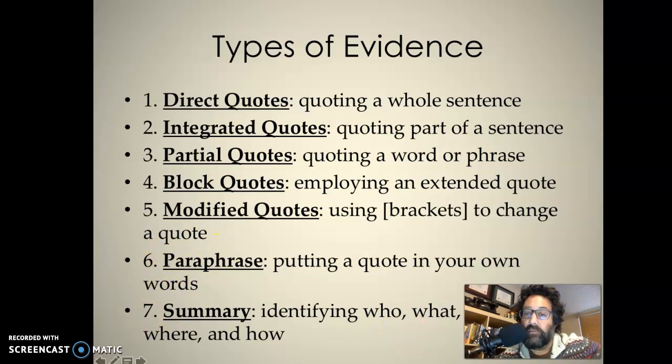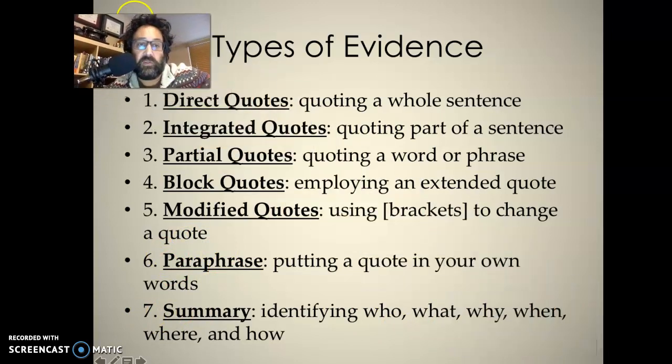Let's take a look at evidence. Really the key, just like you're writing a good sentence, when you're thinking about what evidence to use, you want to use a variety of different types of evidence. So you see listed here basically all the types of evidence you could use. You could quote a whole sentence, that's called a direct quote. You could quote a part of a sentence, that's called an integrated quote. You could quote a word or a phrase, that's a partial quote. Or you could paraphrase or summarize.